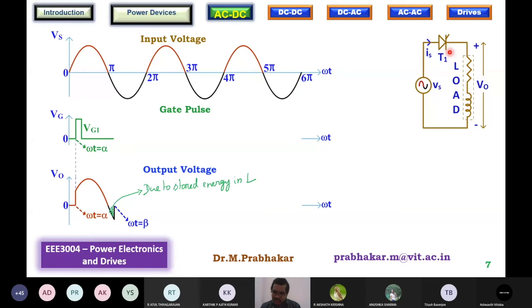However, because of this inductance, there will be stored energy in the inductance. The inductance will not like the current changing from a finite value to zero, or from zero to a change in direction, the current becoming negative. So the inductor does not permit it abruptly. Therefore, it will force the SCR to continue to carry current in the same direction. Therefore, we get this portion.